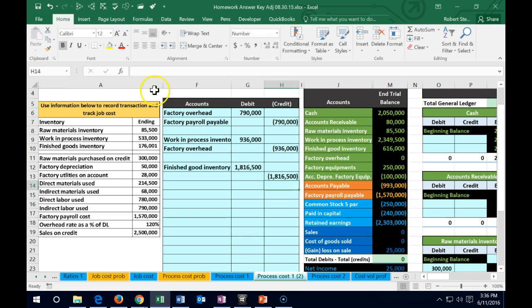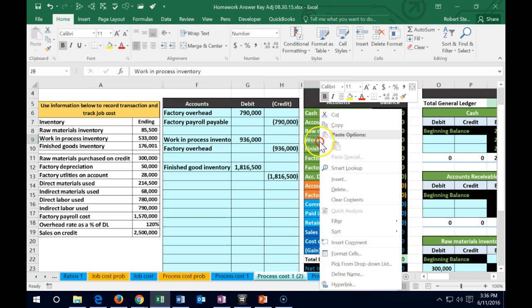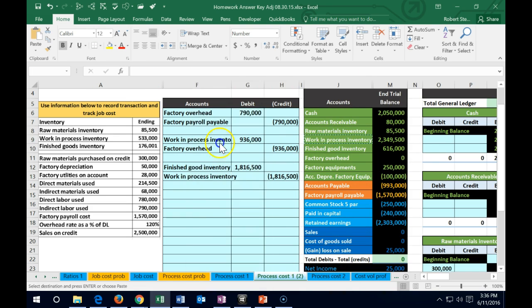So it's going to be a debit. It's going to go into finished goods. It's going to go out of the work in process. So that's going to be the credit. All right, so we're going to post that out.